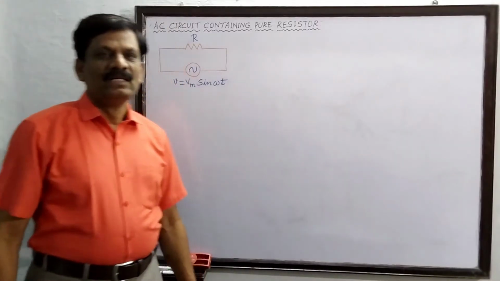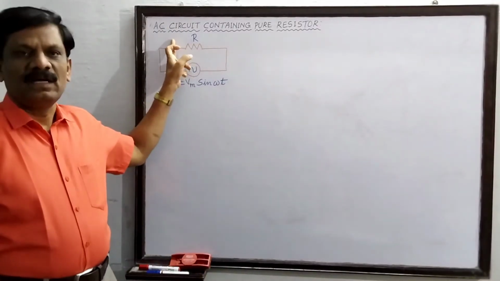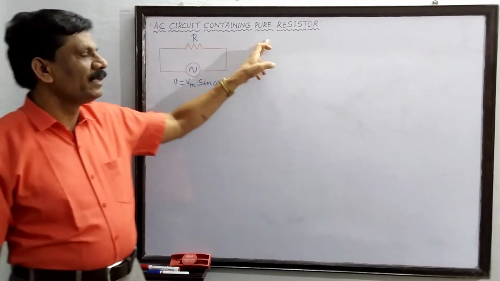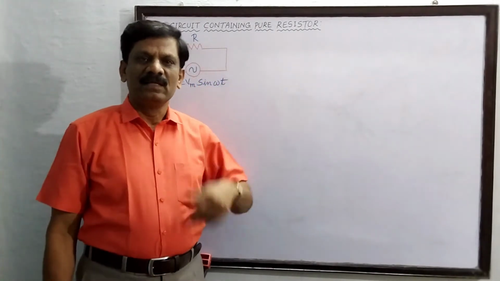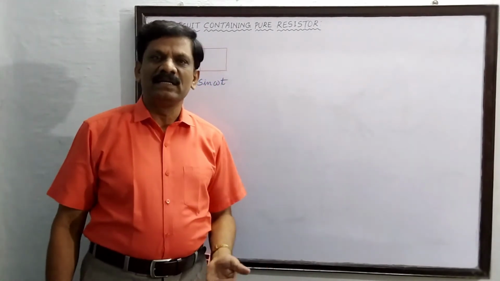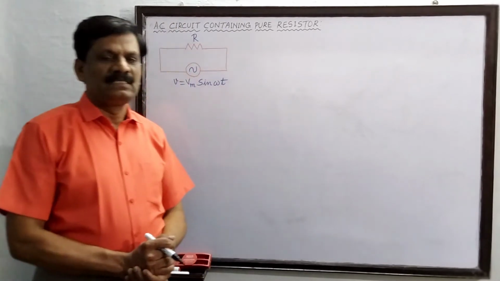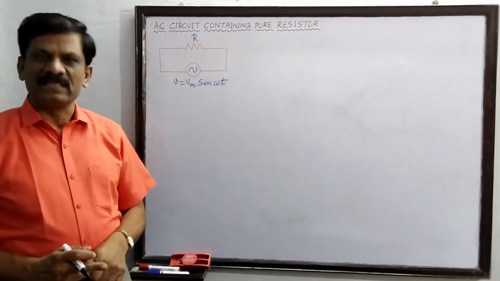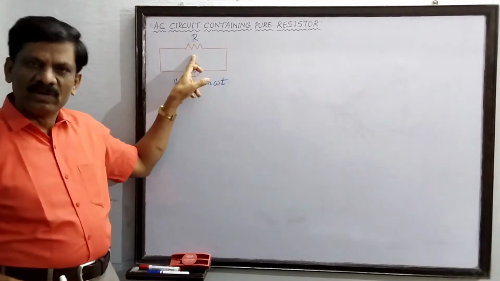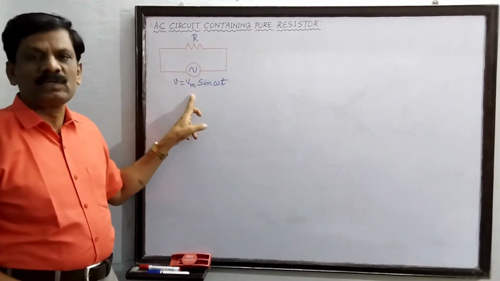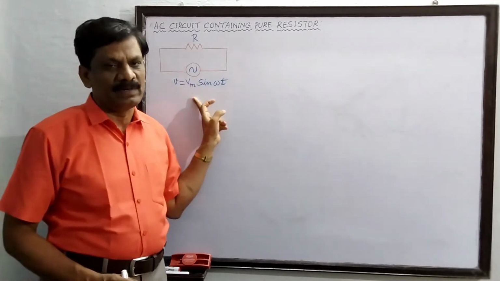Hi students, today we are going to discuss an AC circuit containing a pure resistor, followed by an inductor and a capacitor. So first we will investigate a circuit which contains only a pure resistor across which a source of AC voltage is applied.